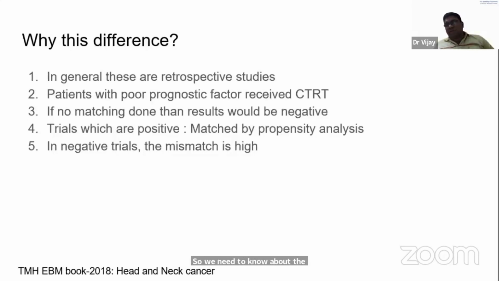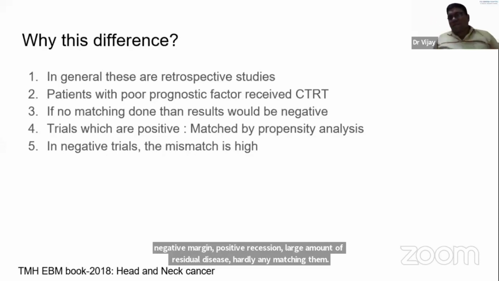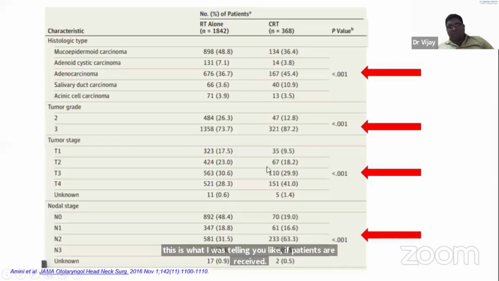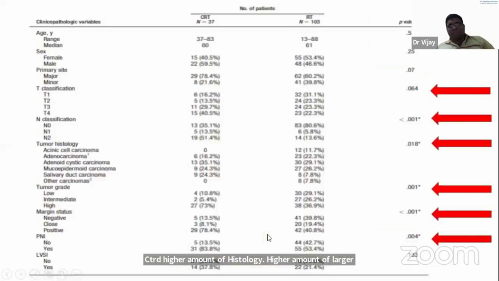And the difference is because many of these are retrospective studies. Many patients put in CTRT had margin positive resection or a large amount of residual disease, with hardly any matching done. And even if you do matching, it's difficult to match, and this is what I was telling you: patients who received CTRT had a higher amount of poorly differentiated tumors, a higher amount of larger T4, and a higher amount of node positive disease always went in for CTRT.